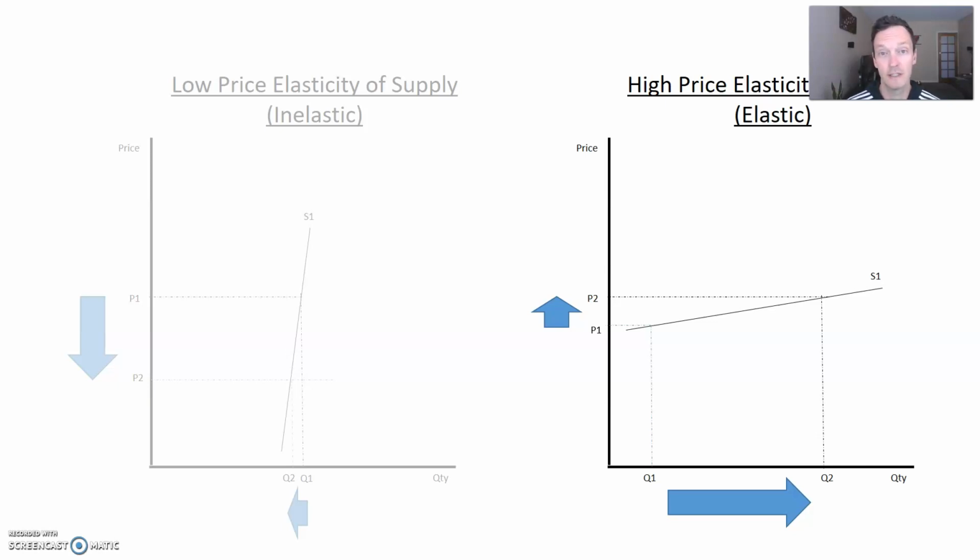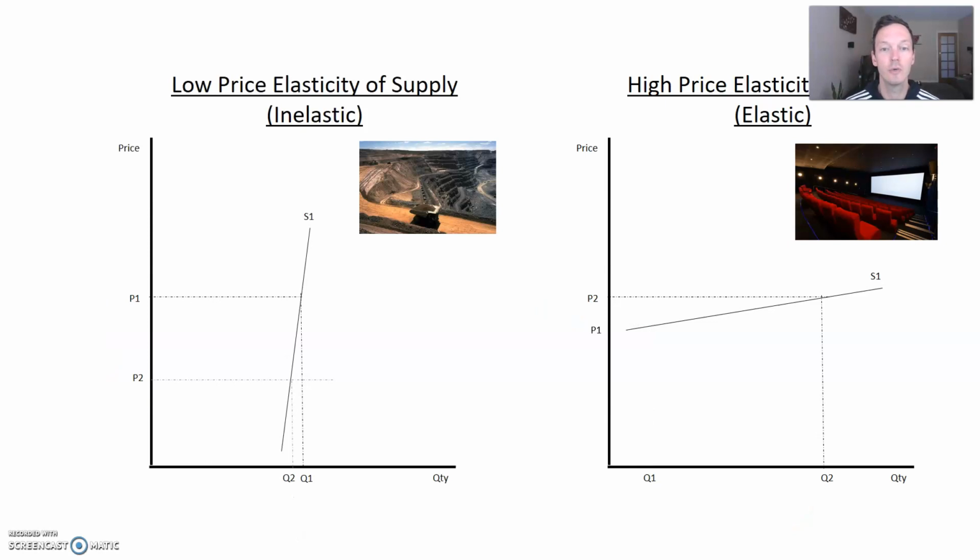The best way to learn elasticity, guys, is through examples. The two examples I've thought of are the mining industry and cinema tickets. These are the same charts as we had before. You'll see on the left-hand side for a low price elasticity of supply with the mining industry, there can be a very significant drop in, let's say, the global price for coal. But you'll see there, due to factors which we're going to talk about in a little bit, they can't really change their output.